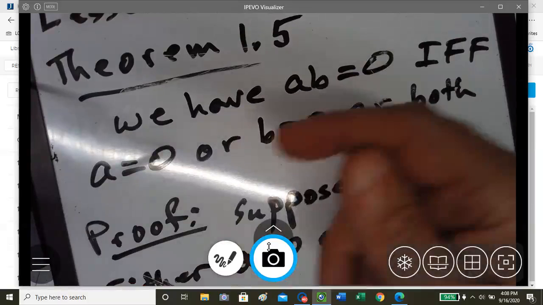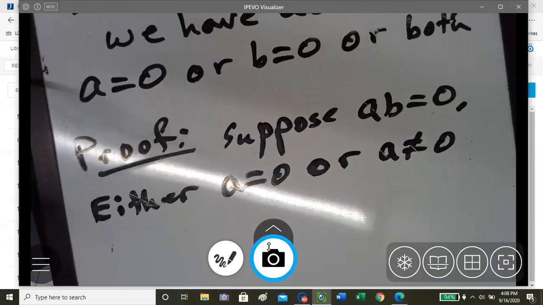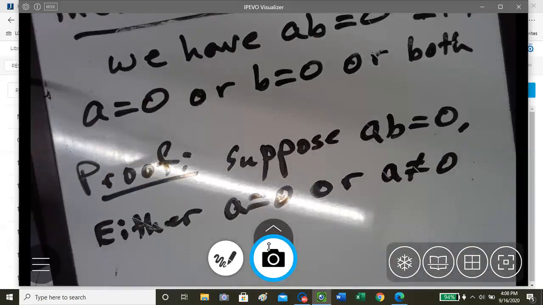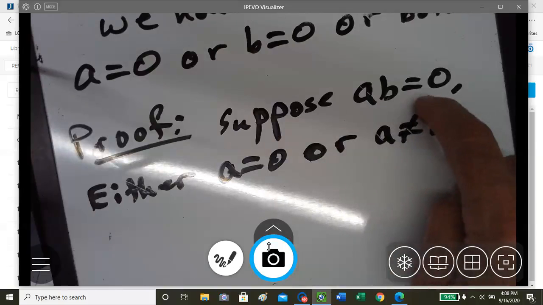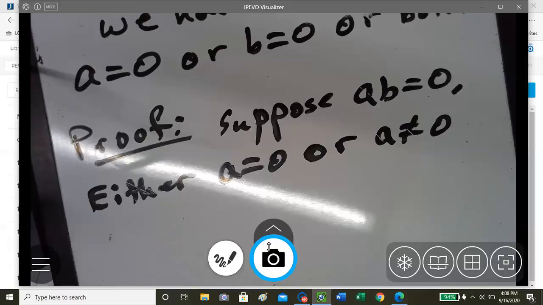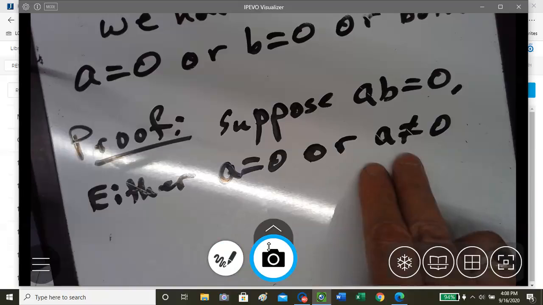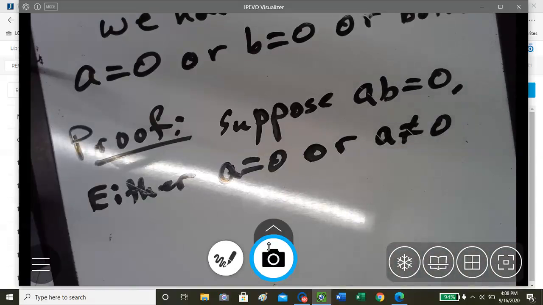It works both ways. So proof, suppose that a times b equals 0. And we're also saying in our proof either a equals 0 or a does not equal 0. Well, if a does not equal 0, then b must equal 0. So, all right, let's get started.